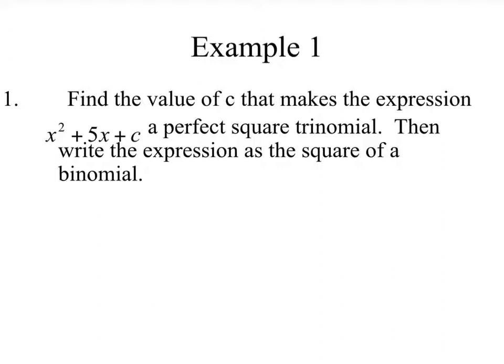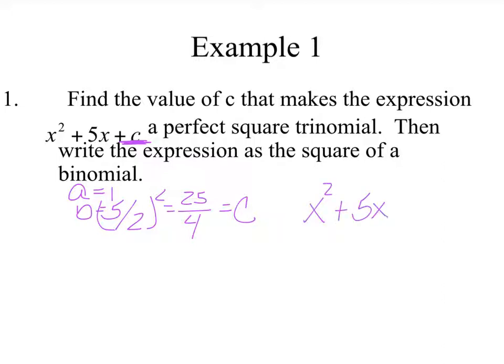So at this point, we're just going to start with the basics. We're not actually going to solve anything yet. We're looking to figure out what c is. So we have a being 1. We have b equaling 5. We take b, we divide it by 2. And then we square that result, which would be 25 over 4. This becomes my c value. So at this point, I have x squared plus 5x plus 25 over 4.